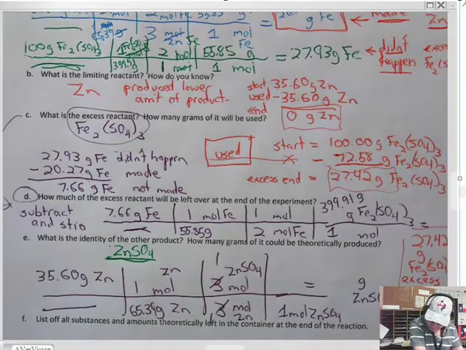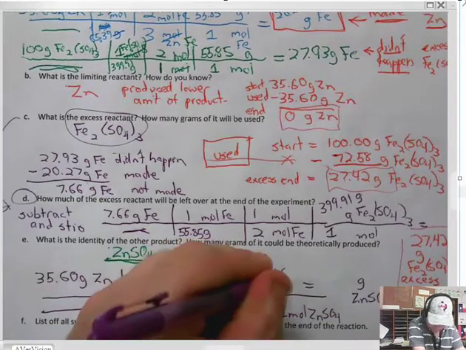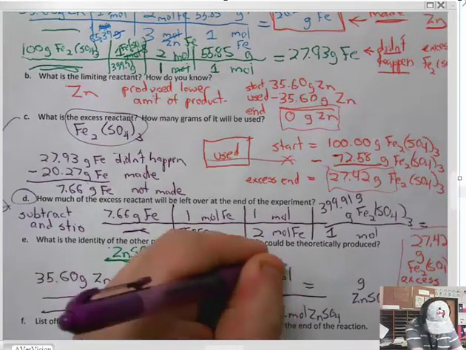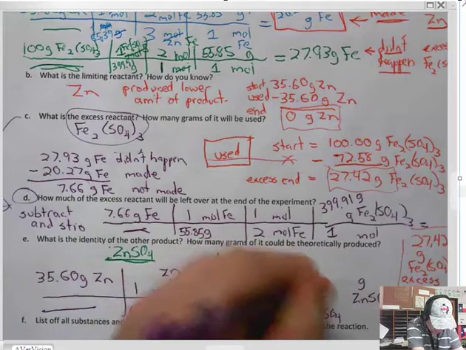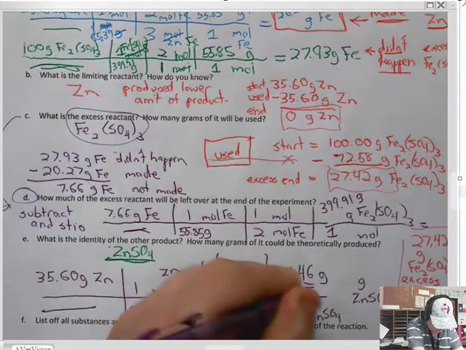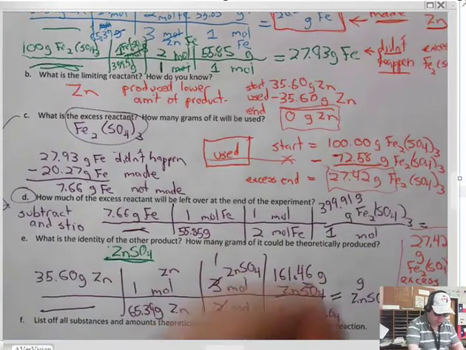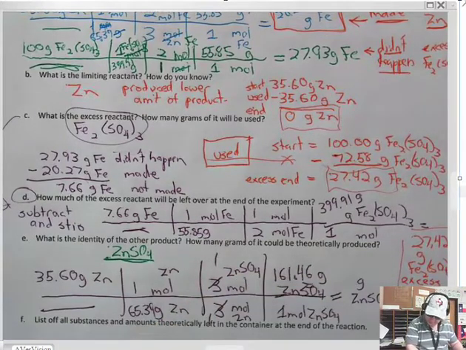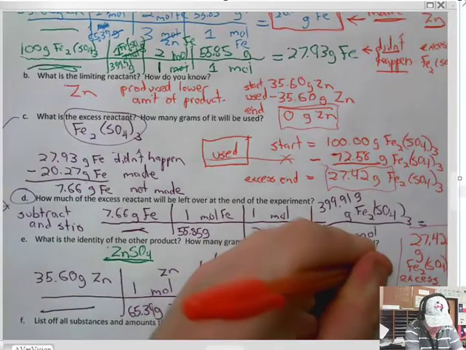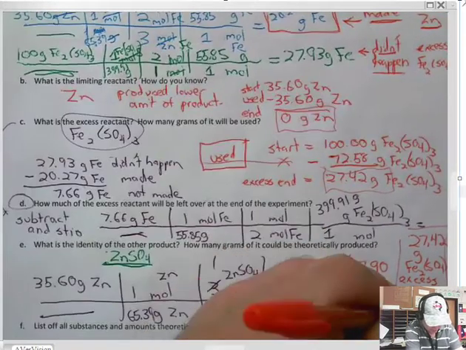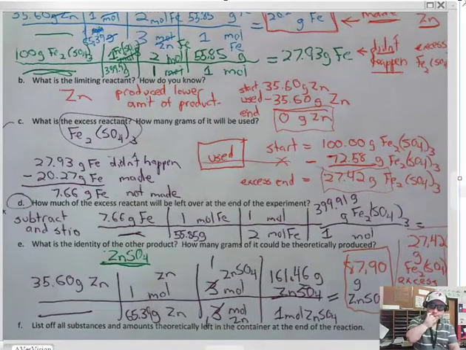And then the molar mass of zinc sulfate is 161.46, if I can read my paper. That's the molar mass of zinc sulfate. And you end up getting an answer of 87.90 grams of zinc sulfate. Okay?